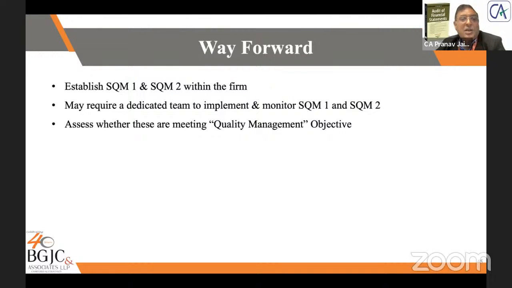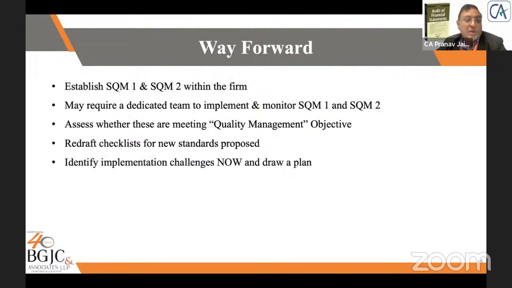Assess whether these are meeting the quality management objective. You need to redraft the checklists for the new standards that have been proposed, because drafting these checklists would also be a time-consuming process to incorporate various additions, and the checklists for all standards would need to be revised because there would be conforming amendments to other standards as well. And you need to identify what the implementation challenges are now and draw a plan, which would probably require a dedicated team, or hiring external agencies who would take up this as an assignment.